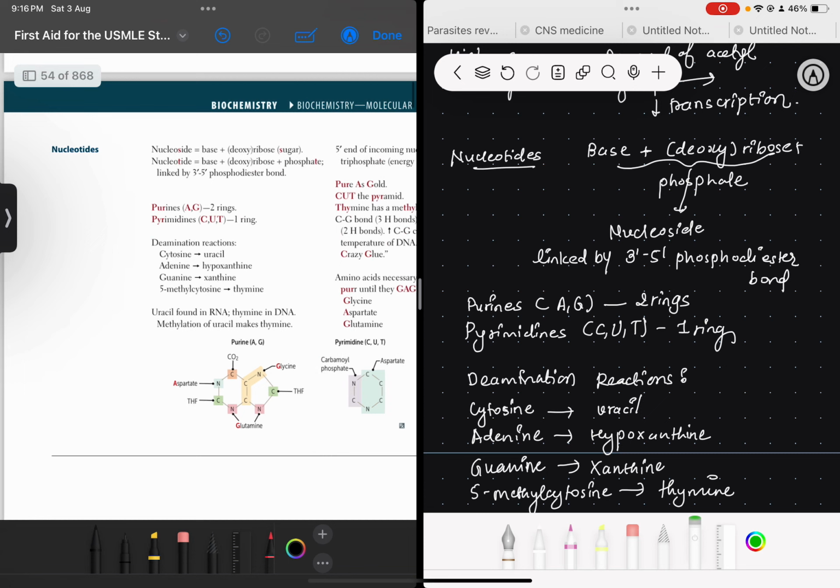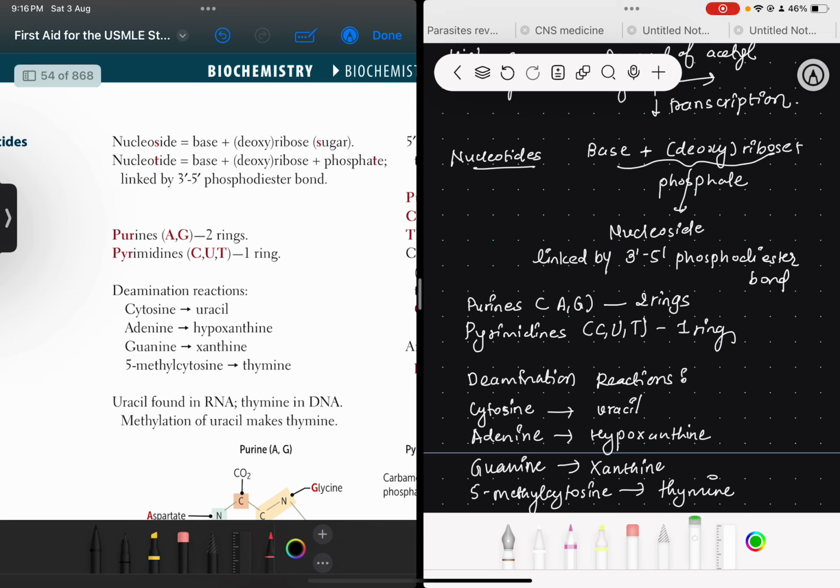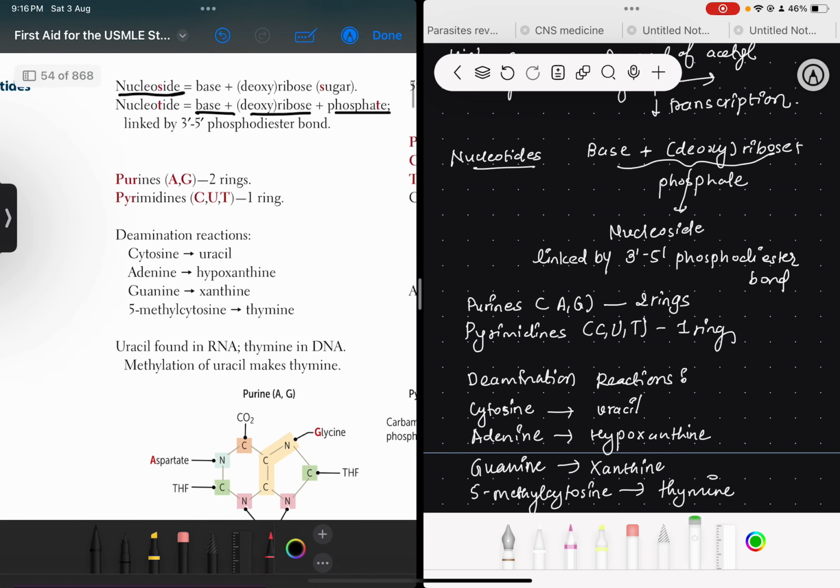Now the nucleotide. Nucleotides are made up of base, deoxyribose sugar, and phosphate. And if we remove this phosphate part, it becomes a nucleoside. So base and deoxyribose sugar, and they are linked by 3', 5' phosphodiester bond.